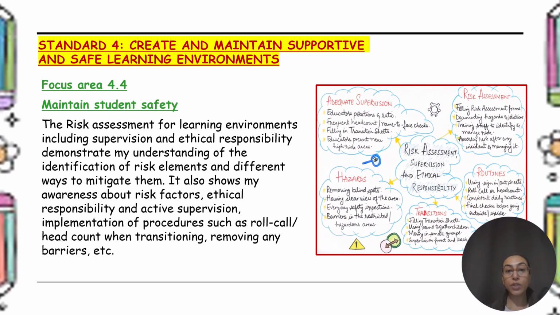Next comes standard 4, which is create and maintain supportive and safe learning environments. Provided evidence shows a risk assessment plan, which can be linked to the substandard 4.4, which is maintain student safety. It shows my knowledge about different risk factors, ethical responsibility, and the importance of active supervision.